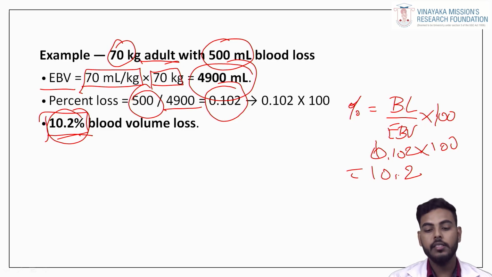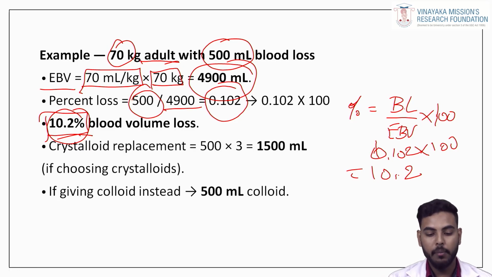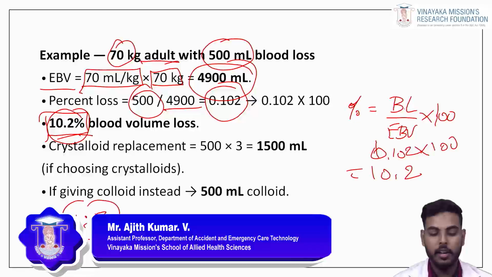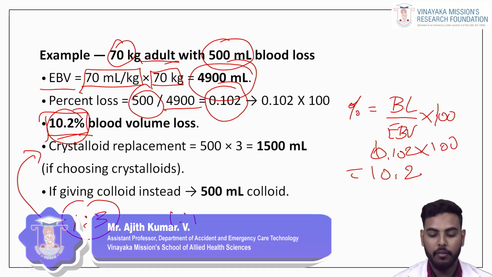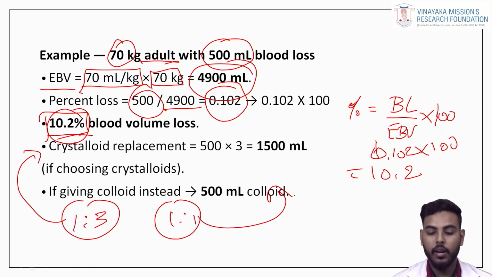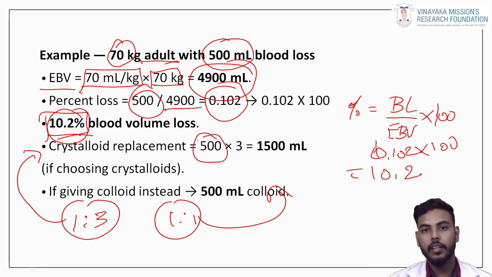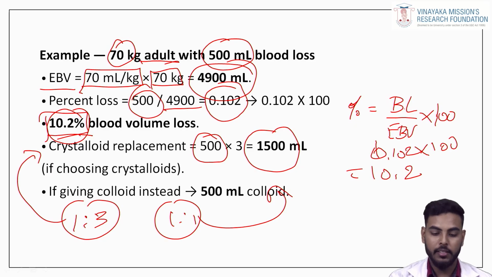So the next thing is we have to replace it. So how to replace this? As I told, we have to use the ratios, that is 1:3 for crystalloids and 1:1 for colloids. So here 500 ml of blood is lost. Okay, so we have to replace it 3 times. So that is 500 into 3. So we will be getting 1500 ml. So for this patient we have to administer 1500 ml of crystalloids. We will be using this 1:3 ratio.